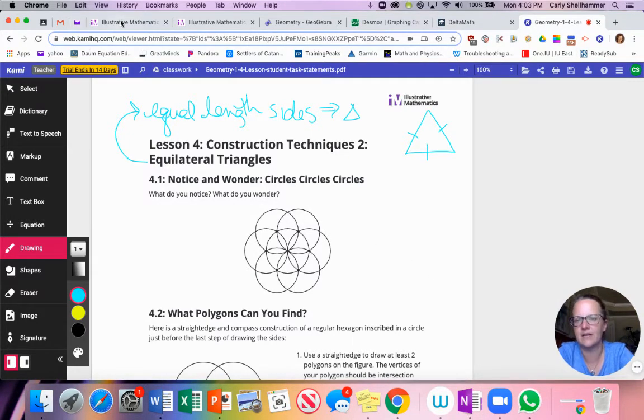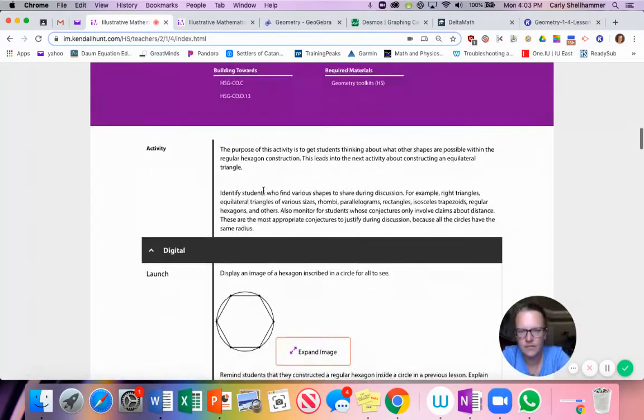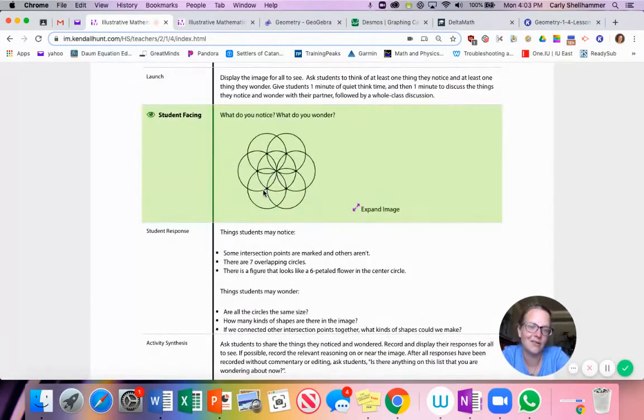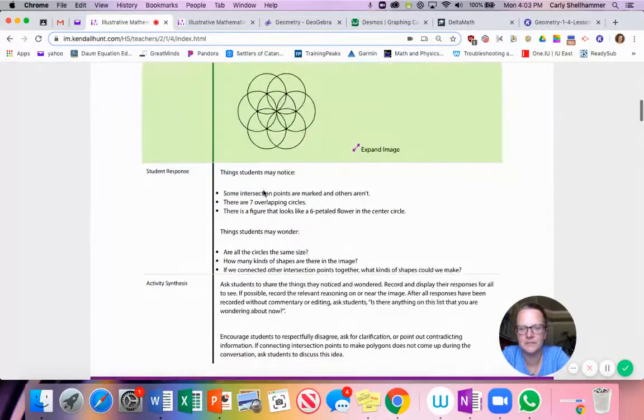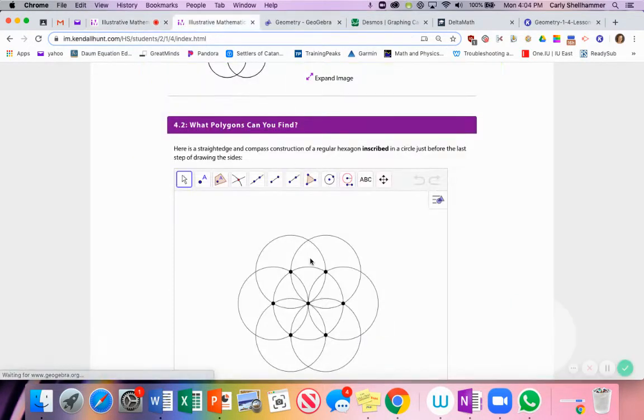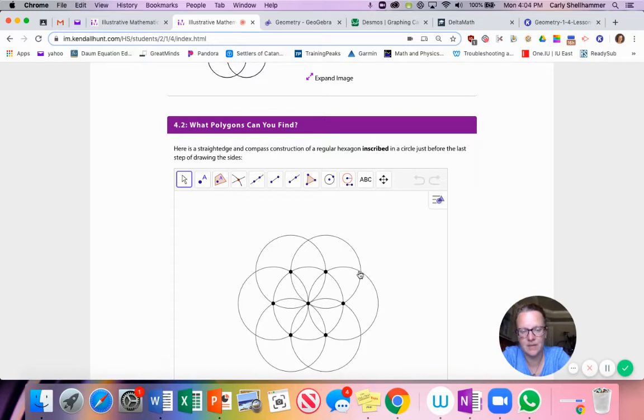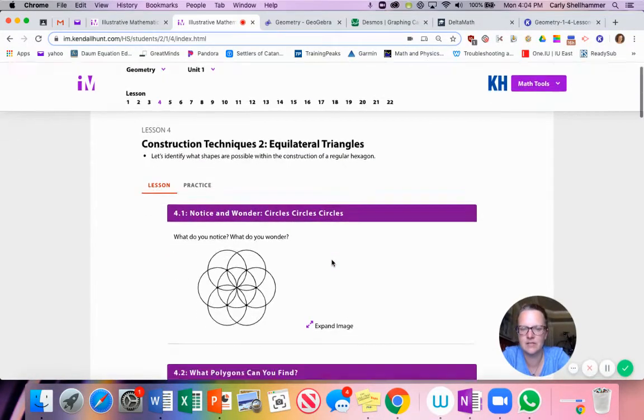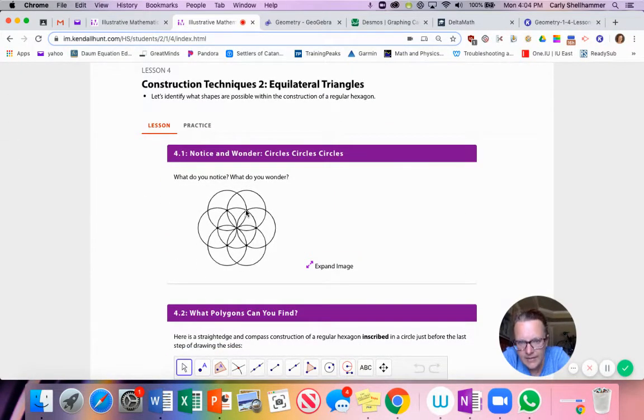Let's see, there's other things the curriculum wants us to learn. Looking into my teacher's manual: some intersection points are marked and others aren't. There are 7 overlapping circles. Really? Let's see, not all the intersection spots are marked. I see 1, 2, 3, 4, 5, 6 intersection marks, and one in the middle. So yep, 7 circles.